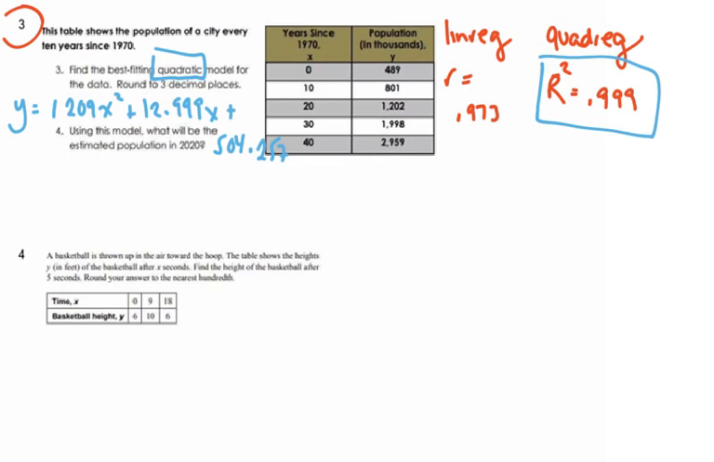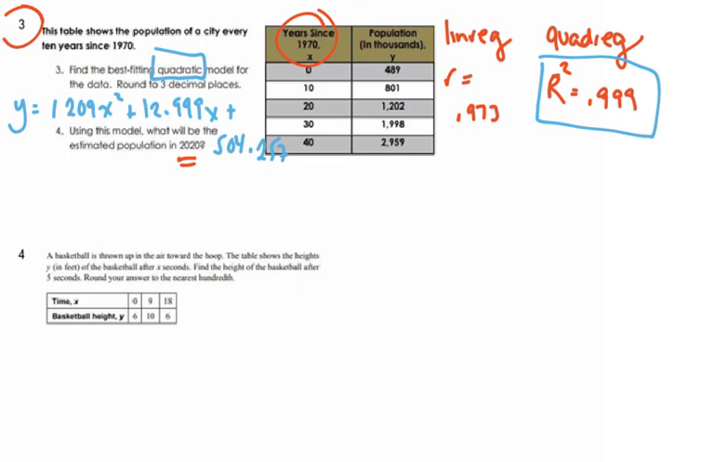So if I ask you anything about the maximum, you're going to use x equals negative b over 2a. If you're looking for x, you're done. If you're looking for y, you just plug it back in and get the y value. But at the moment, it's asking what will be the estimated population in 2020. You'll notice that 2020 is really far off these numbers. That's because the way that this table is set up, it's the number of years since 1970.